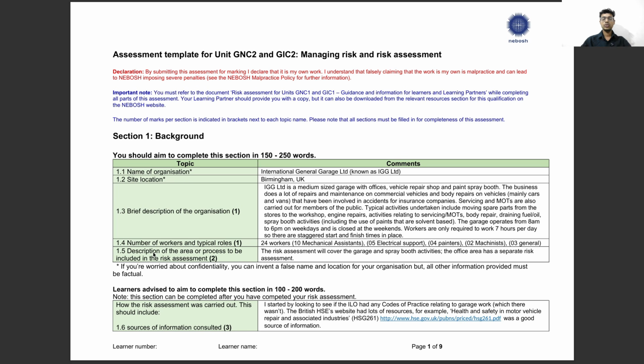And now you have 1.5, which asks about the description of the area or process to be included in the risk assessment.